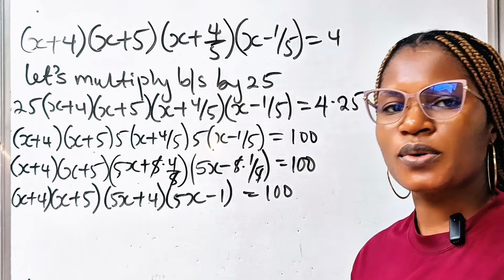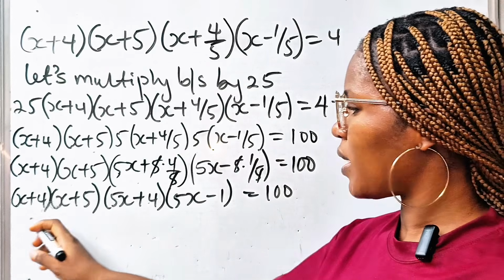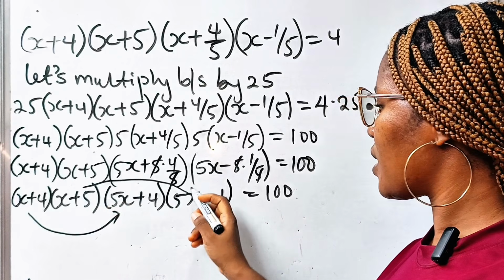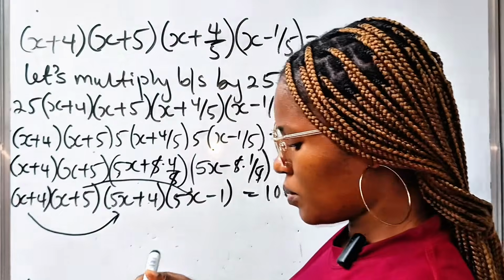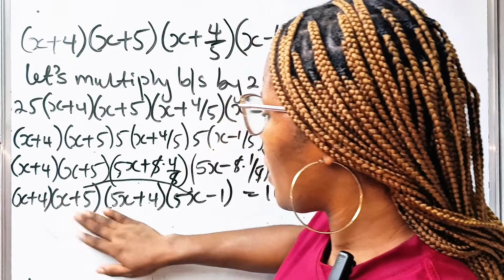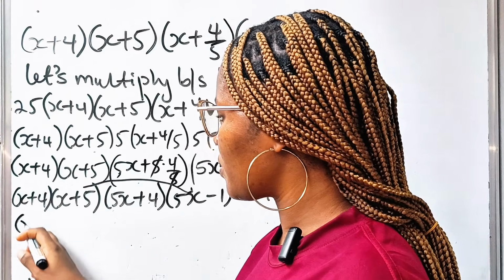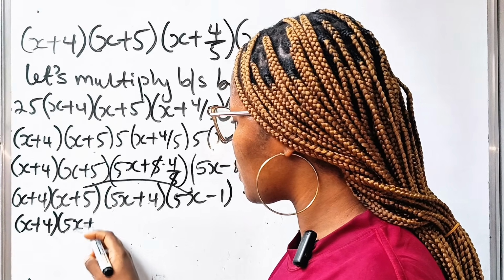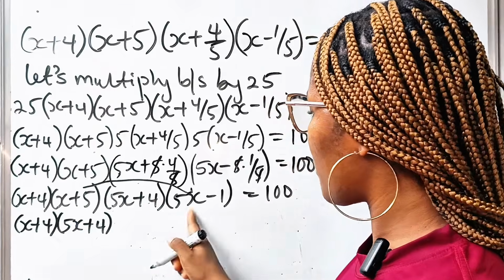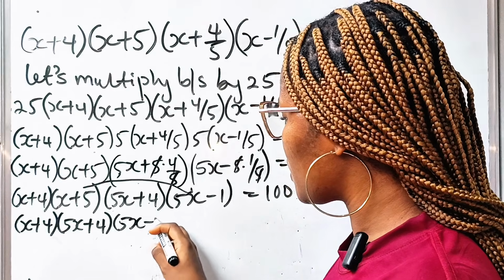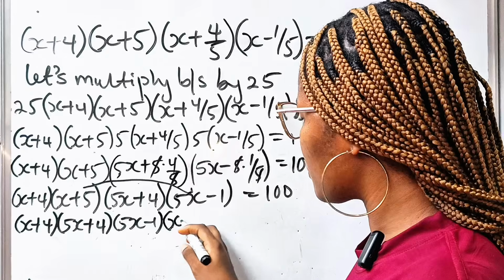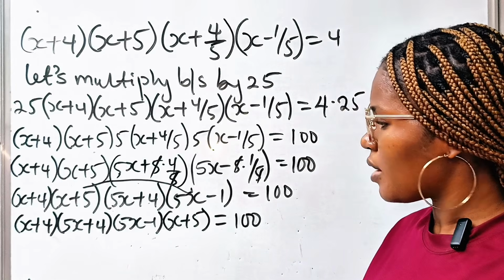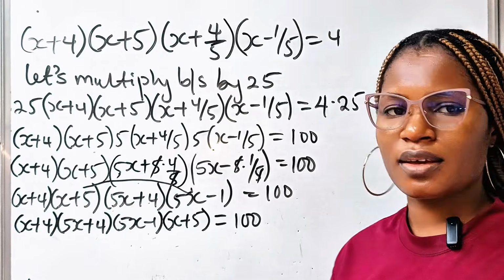All right, looking at what we have, let us multiply this, and then multiply this one and this one, okay? So we are going to have x plus 4 multiplied by 5x plus 4. And we are going to have 5x minus 1 multiplied by x plus 5 is equal to 100. Okay? Now at this point, we can open the brackets.